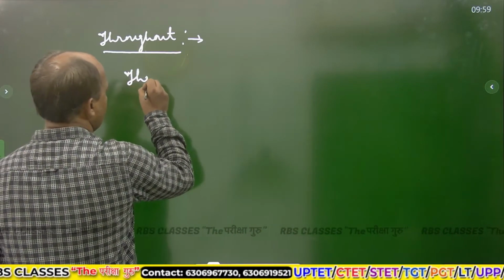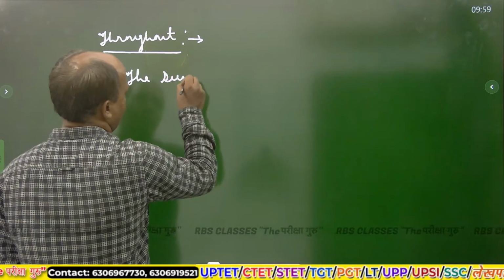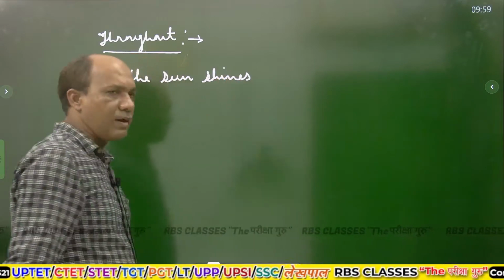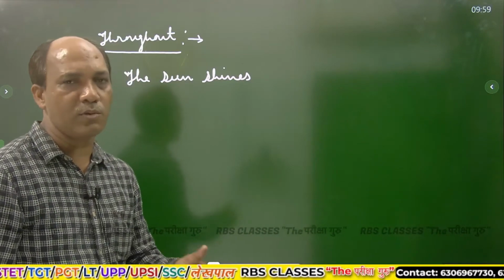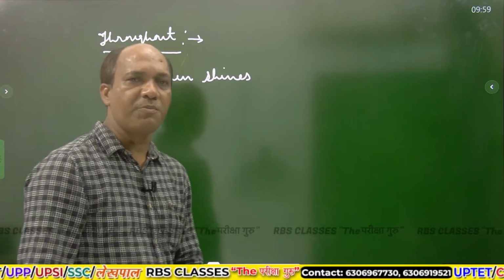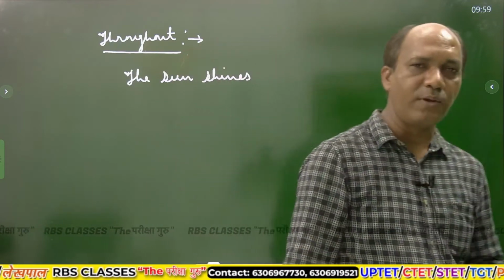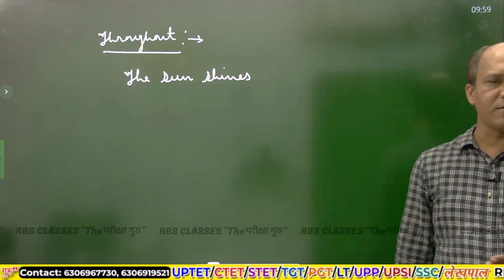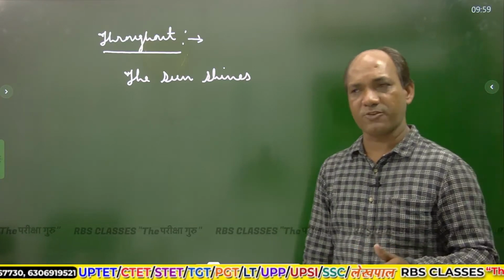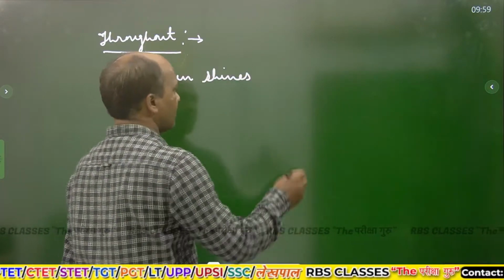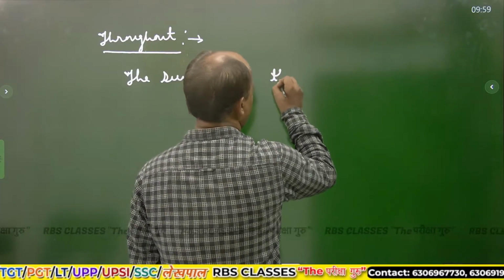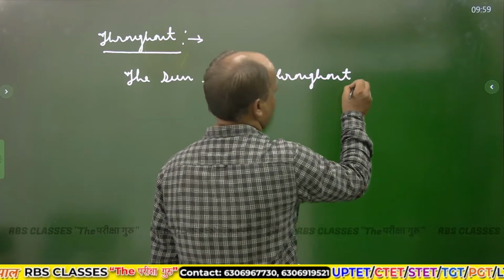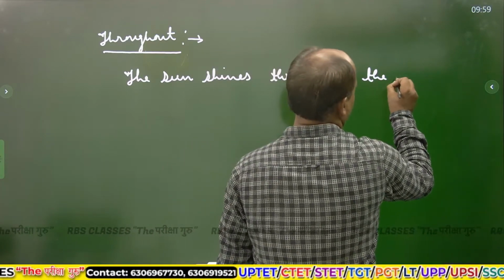The sun shines. लिखने को आप लिख सकते हैं the sun shines the whole day. But that would not be the use of preposition. We are going through the use of preposition, so we must form a sentence in a way that throughout must be used over there. The sun shines throughout the day. Throughout the day.